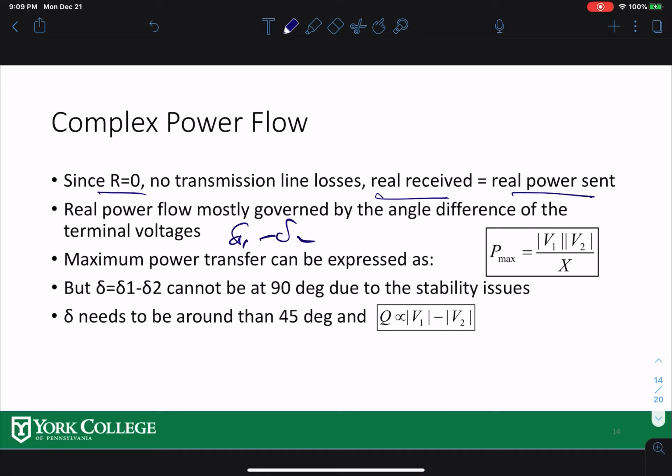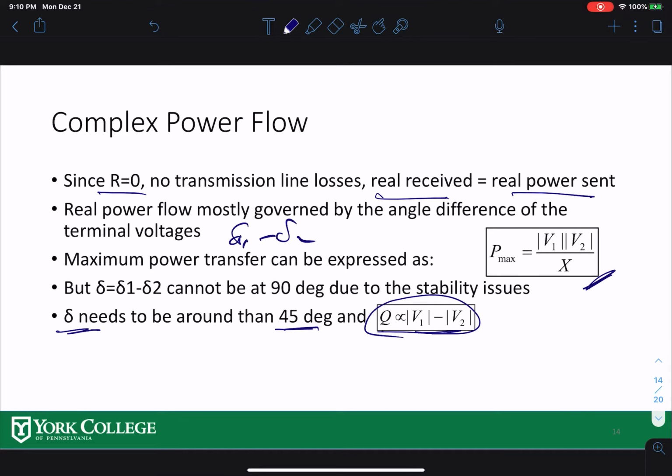And the max would be when the angle difference is 90 degrees. There's a max power you can transmit, but you don't do that because of stability issues. So you don't go that far. The angle difference needs to be around 45 degrees or less. And if that is constant, then your reactive power flow depends on the voltage difference between these two nodes.